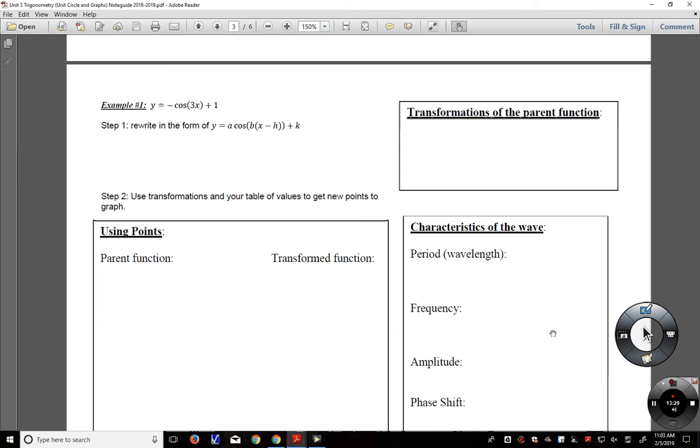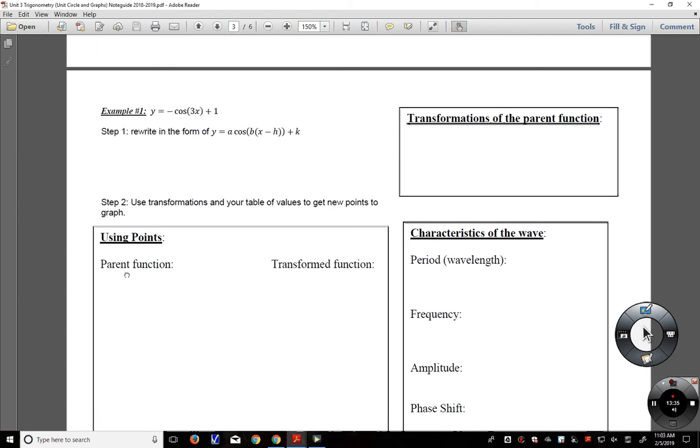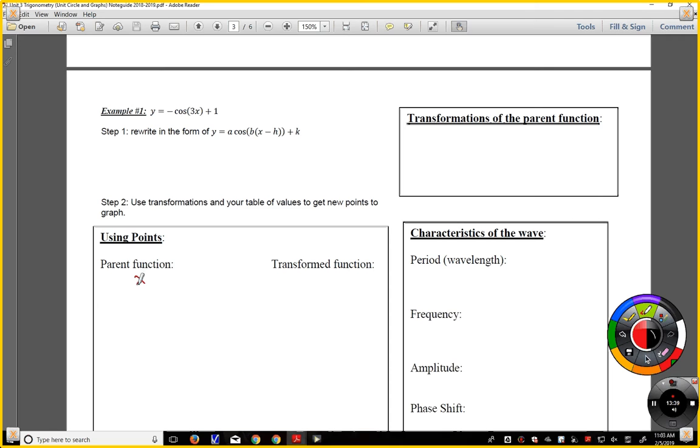All right, so just like we did before, you're going to want to start with your parent function table. You guys already wrote it down, so you should already have this. So this is a cosine function, so I want to make sure I copy the one that's for cosine. So cosine started at the maximum and then cycled through those values. Okay, you guys have it on the other page that we just wrote down.